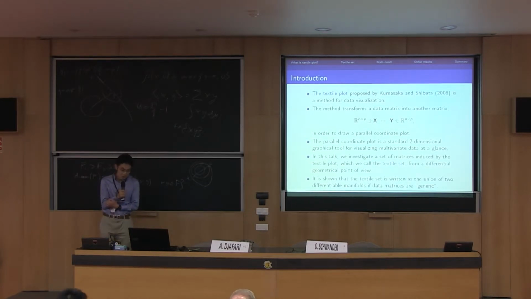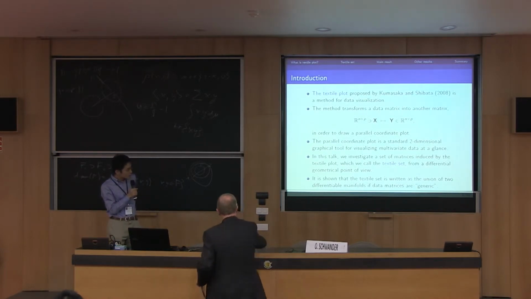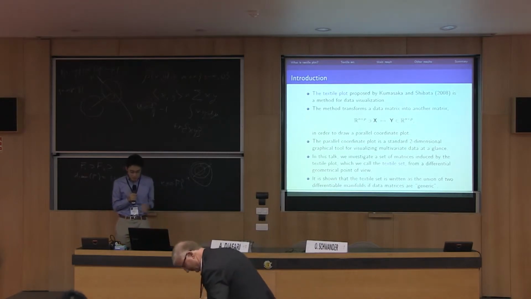In this talk, we investigate a set of matrices induced by the textile plot, which we call the textile set, from a differential geometrical point of view. And it is shown that the textile set is written as the union of two manifolds if the data matrix is generic.